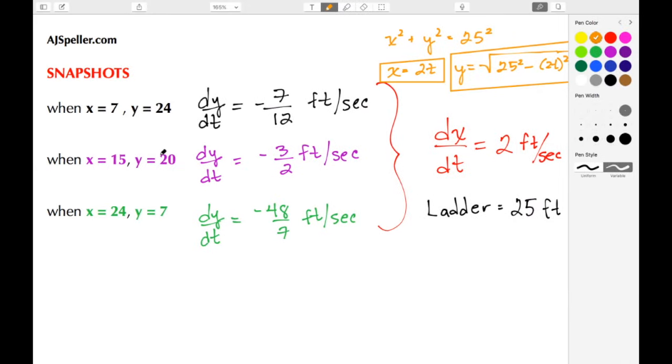To do that, we're going to use one of the distance formulas: distance is equal to the rate times the time. The distance here is the length of the ladder, which is 25. The rate is dx/dt, which is 2, and we're trying to figure out the time. To isolate time, we divide both sides by 2. So t is equal to 25 halves, which means take half of 25, and the time turns out to be 12.5.